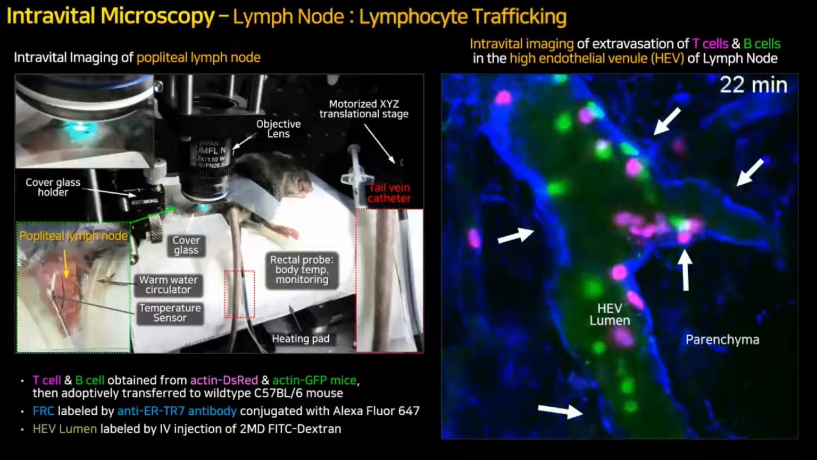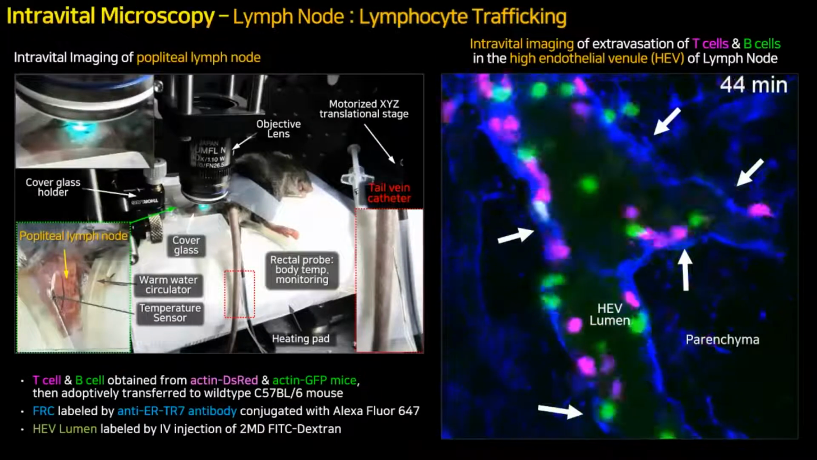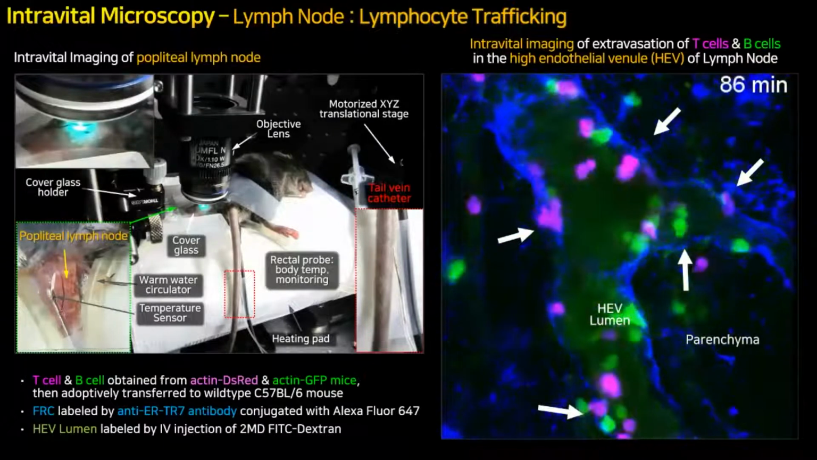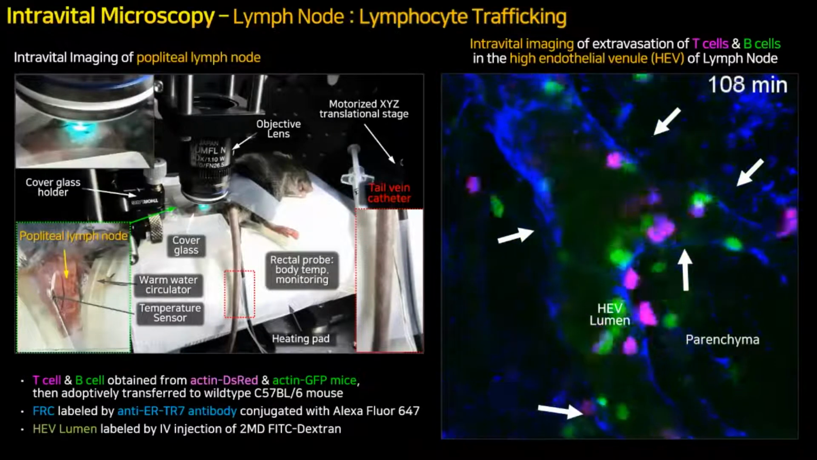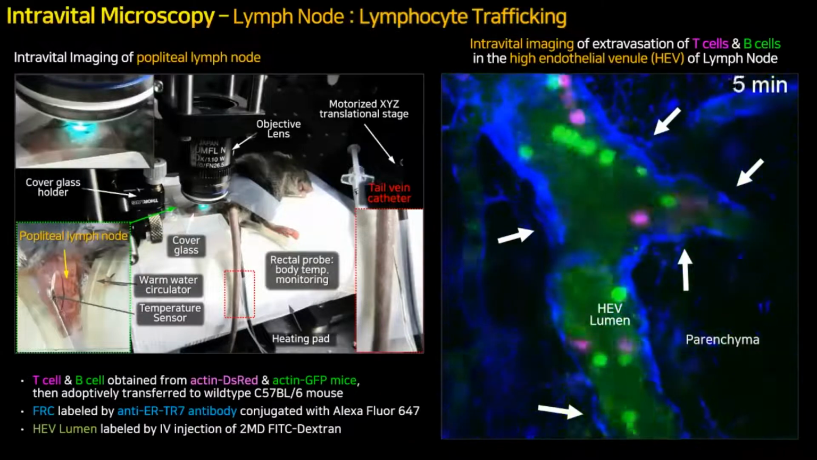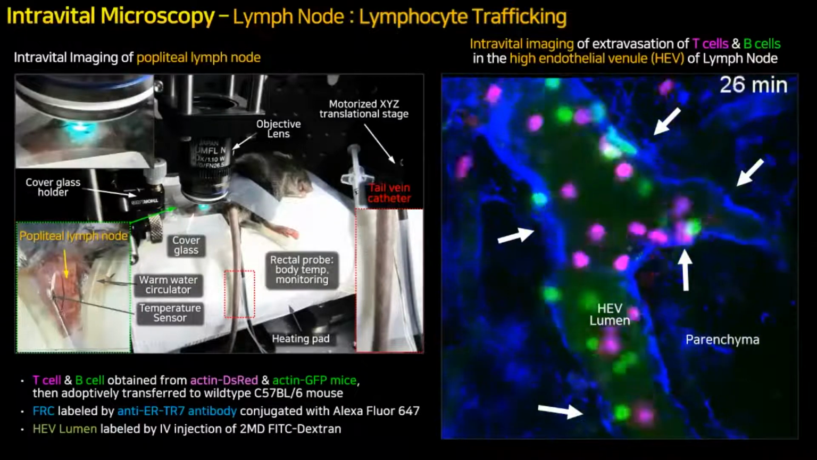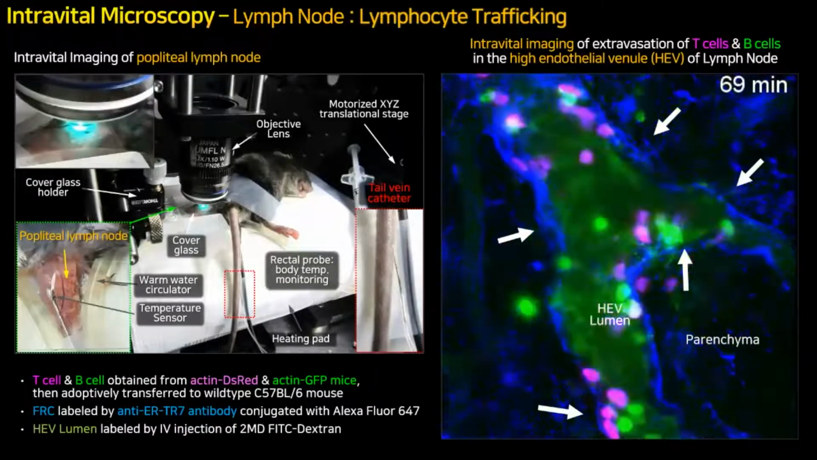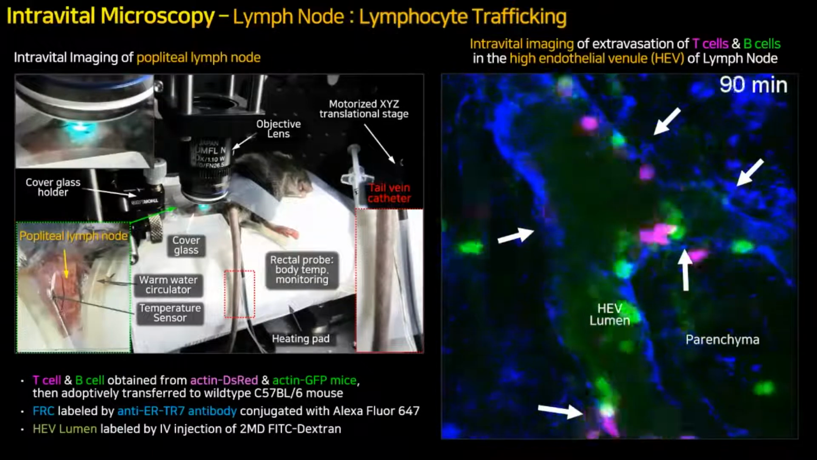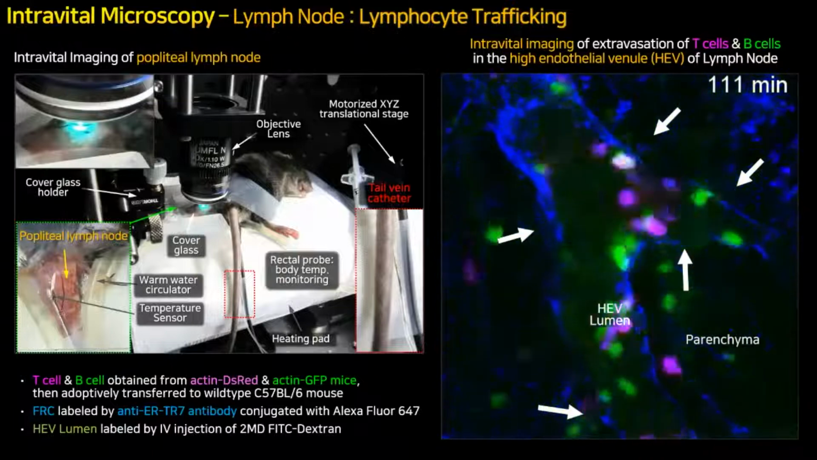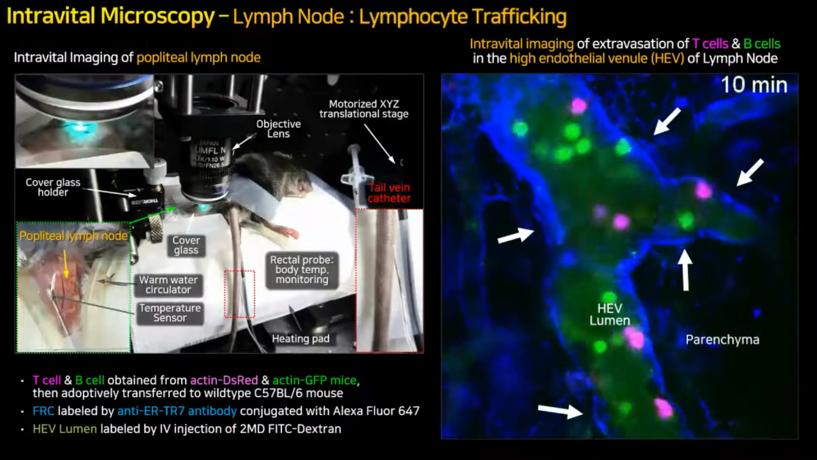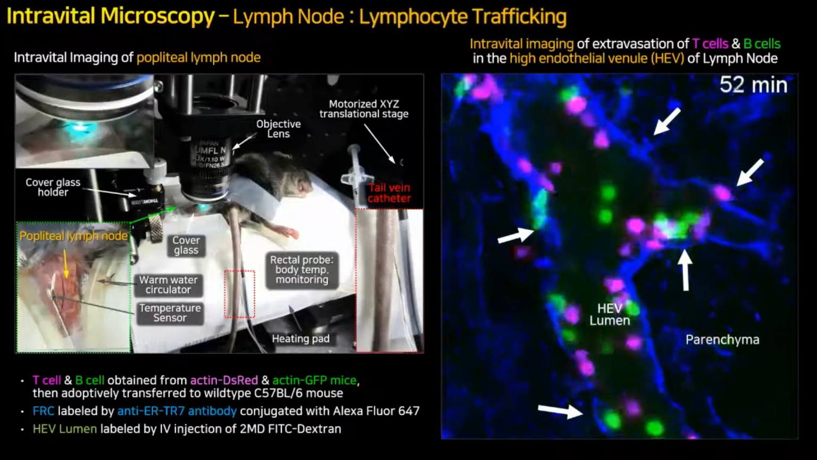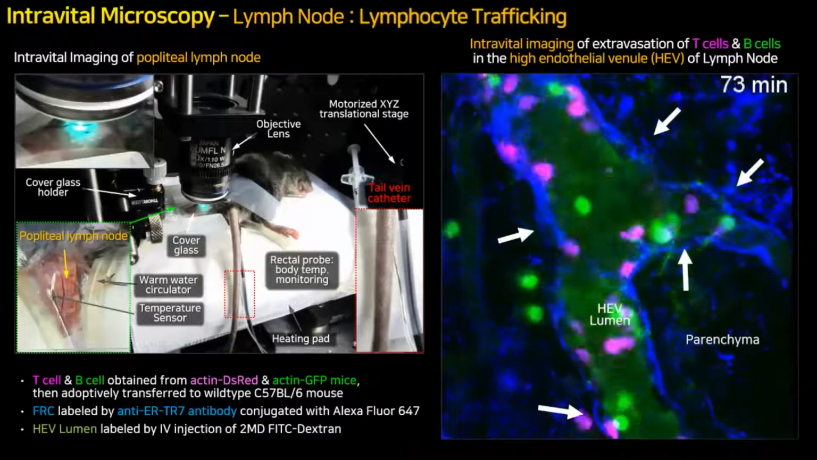Here's one example of in vivo popliteal lymph node imaging. We adoptively transferred T cells and B cells, which were obtained from actin-DsRed and actin-GFP transgenic mice. And we monitored the cellular extravasation dynamics of the T and B cells in the high endothelial venule of the lymph node in real time. Here, T and B cells are selectively extravasated through specific sites of the HEV.